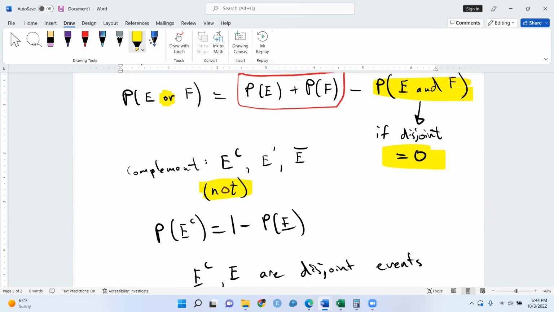So we define event E, and then E complement is everything that's not in E. So by definition, E and E complement are disjoint events. There cannot be overlap between the two.